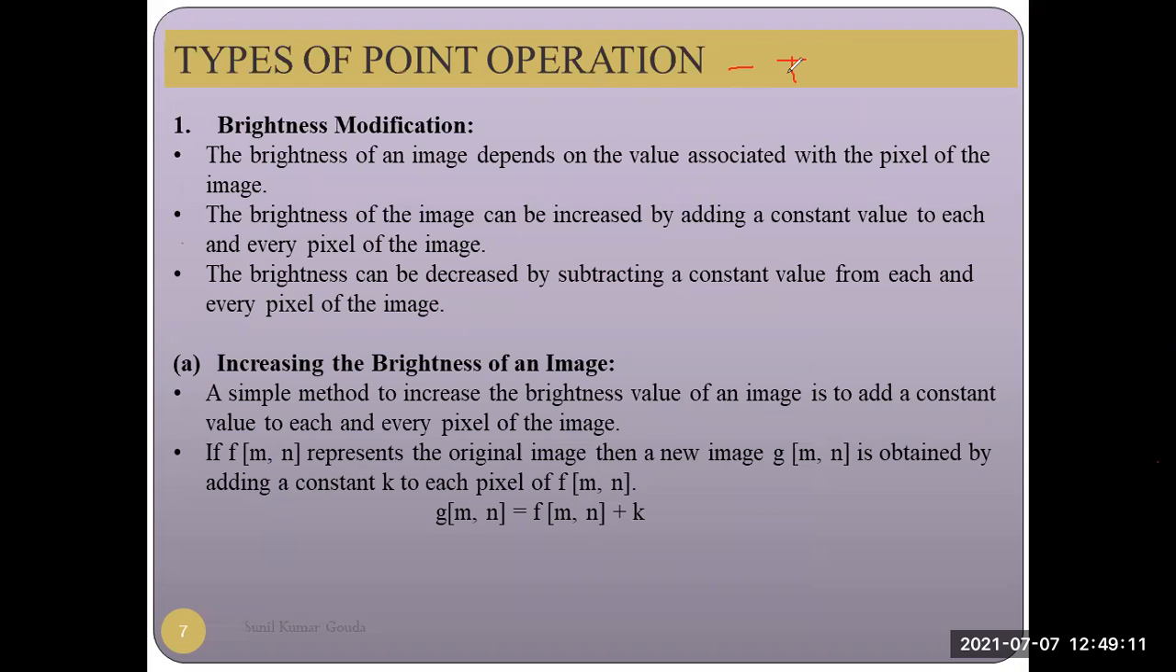As the name suggests, brightness modification is whenever we want to improve the brightness of an image. Now, we can say the brightness of an image depends upon the value associated with the pixel of the image, or we can say the intensity level that is associated with that pixel value. Brightness is basically that, and the brightness of the image can be increased by adding a constant value to each and every pixel of the image.